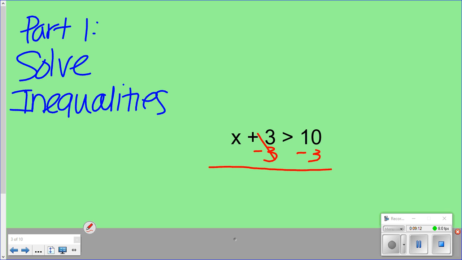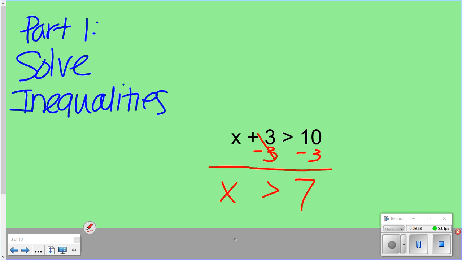So then this is how your answer has to look. X is greater than 7. That's how your answer has to look. You can't just write 7 because that only gives me 7 as an answer. But really, what could x be? X is not 7, x is greater than 7. It could be 8, it could be 9, it could be 10, it could be 11.